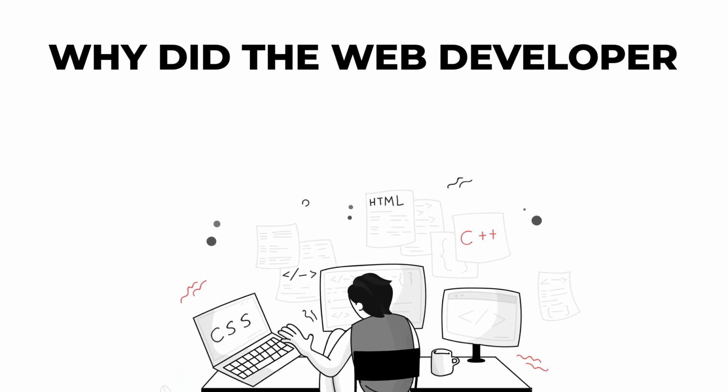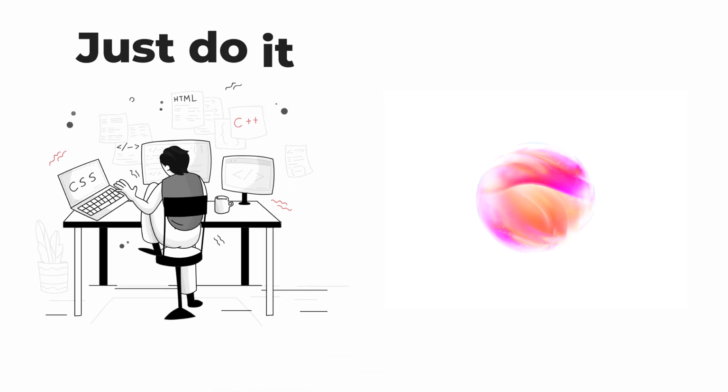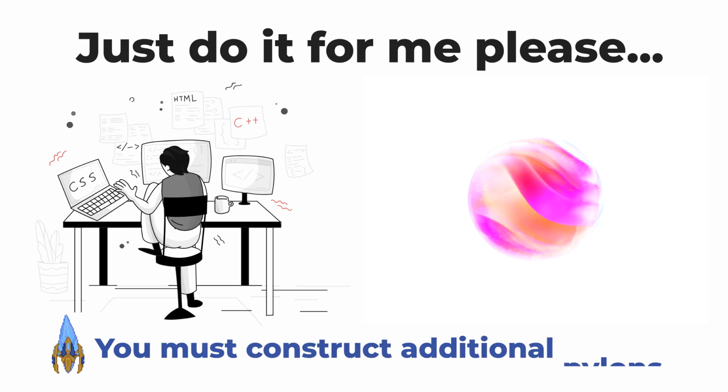Why did the web developer go broke? Because he asked AI to build websites for him, making himself redundant.